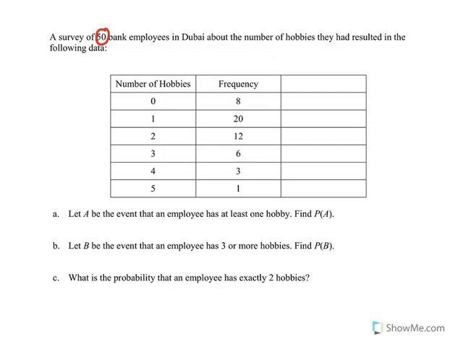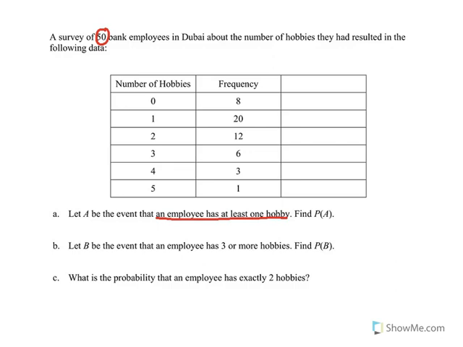So, now, let's see what the questions are. Let A be the event that an employee has at least one hobby. Find the probability of A. And B and C also find probabilities.